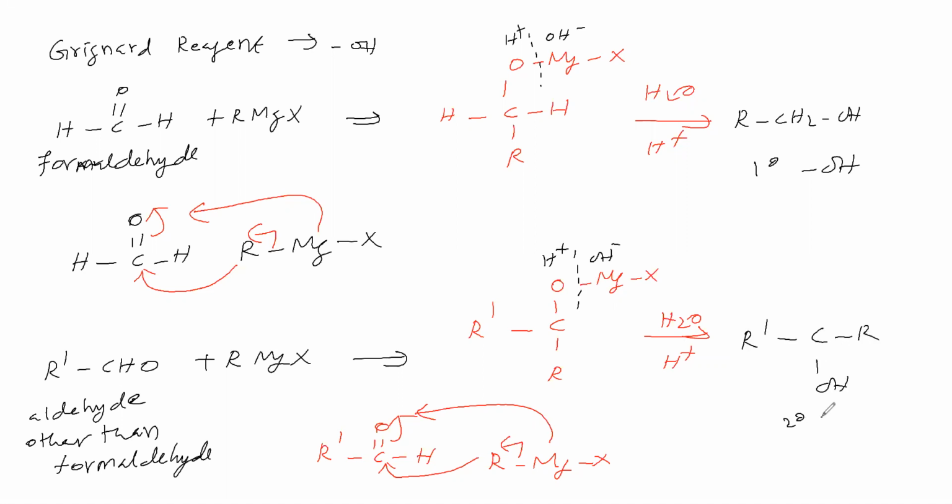We are getting a secondary alcohol. Therefore, if we take formaldehyde we will get primary alcohol. If we take an aldehyde other than formaldehyde we will get secondary alcohol. Then we will take a ketone. We are taking a ketone with the Grignard reagent. What we will get, we will see.